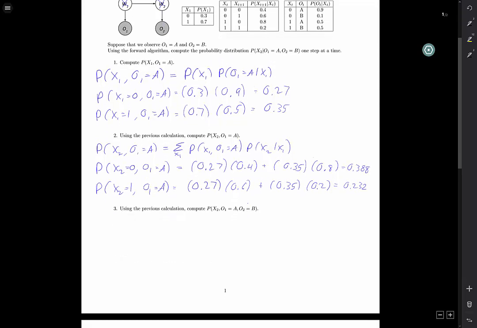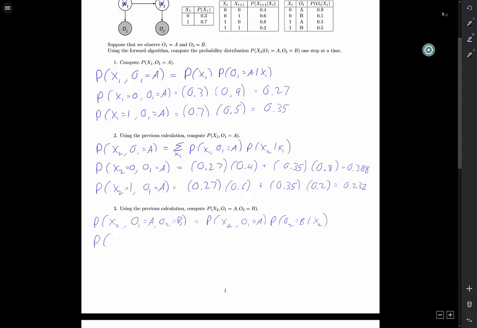Okay, now using the previous calculation, compute probability of x2, comma O1 equals A, comma O2 equals B. So this is an observation update. So we can write this as probability of x2, comma O1 equals A, comma O2 equals B, as probability of x2 and O1 equals A times the probability of the observation O2 equals B given x2. So now we do this for both values of x2.